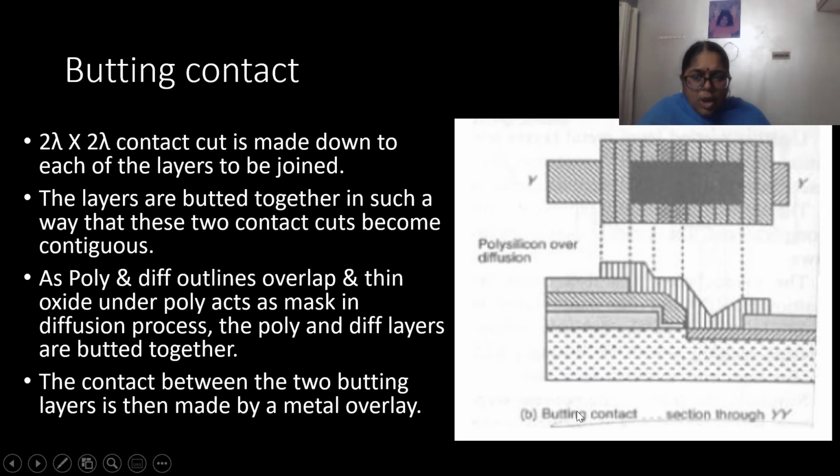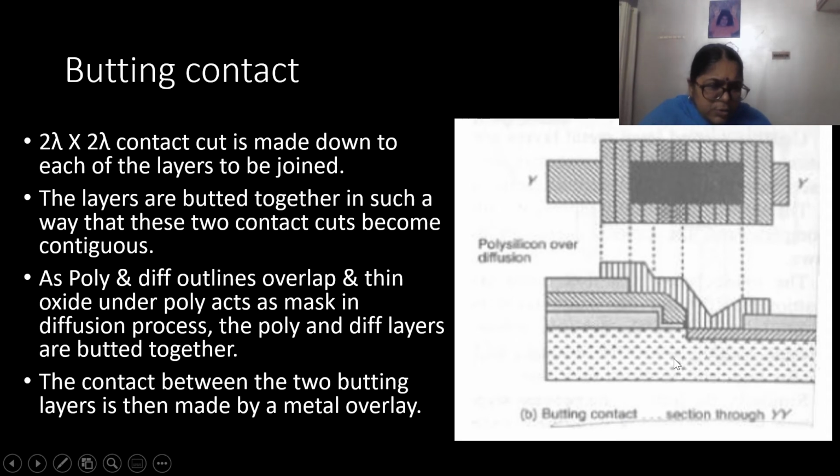Now what is butting contact? A 2 lambda cross 2 lambda contact cut is made down to each layer which needs to be joined. The layers are butted together in such a way that these two contact cuts become contiguous. As poly and diffusion outlines overlap, thin oxide under poly acts as mask in the diffusion process. The poly and diffusion layers are butted together. Contact between the two butting layers is then made by metal overlay. In this particular diagram, you can see the butting contact.